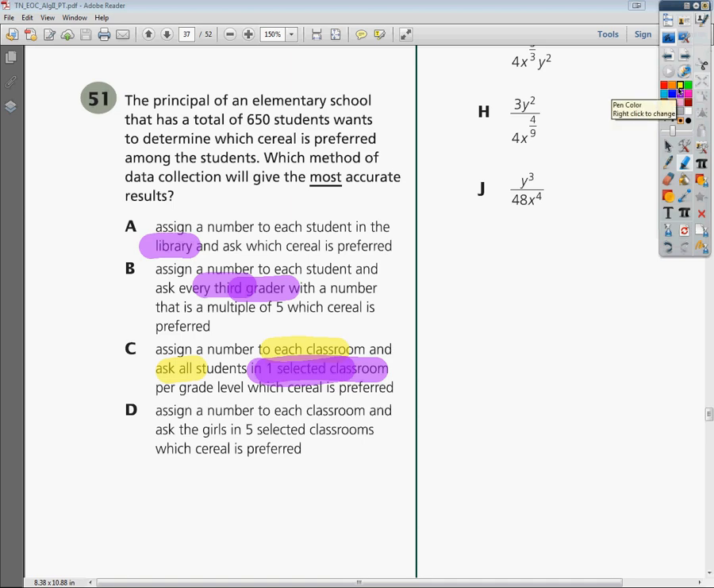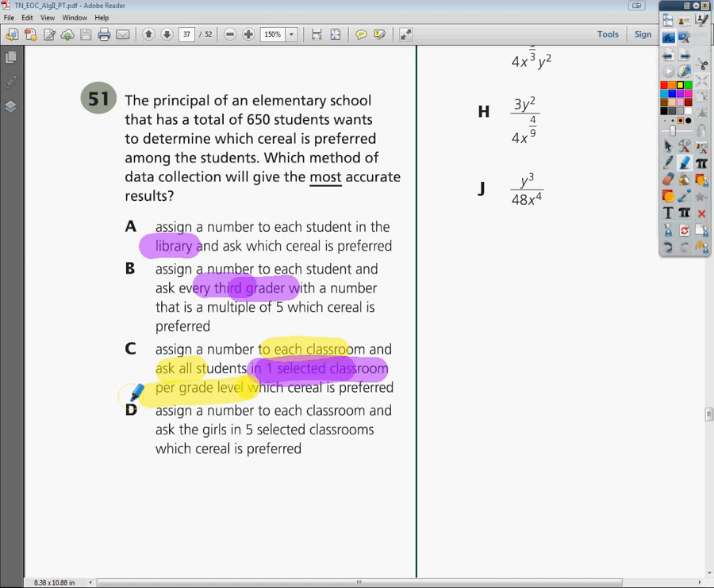However, it says per grade level, which cereal is preferred. So basically, if there's 3 third grades, each one gets a number, and we pick one, maybe at random, and every kid in that class gets asked. It's a pretty good method. We're going over multiple grade levels, we're assigning classrooms numbers, and we're sort of picking them at random.